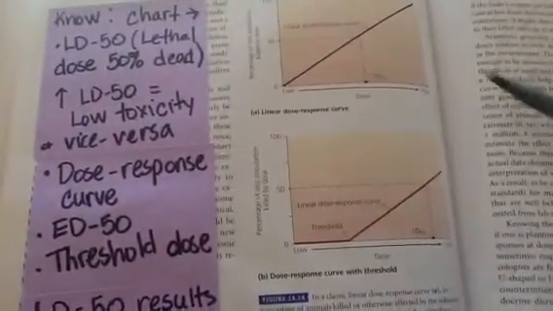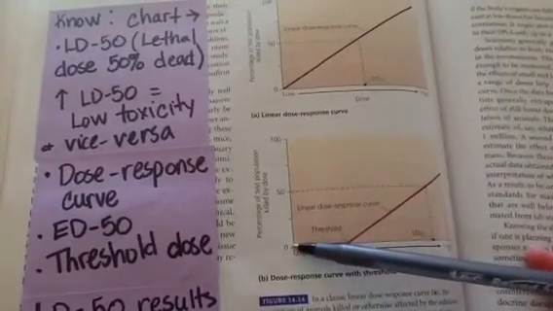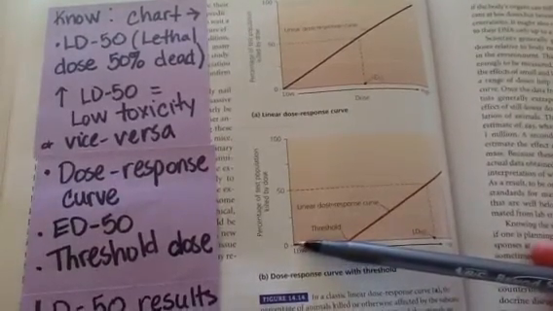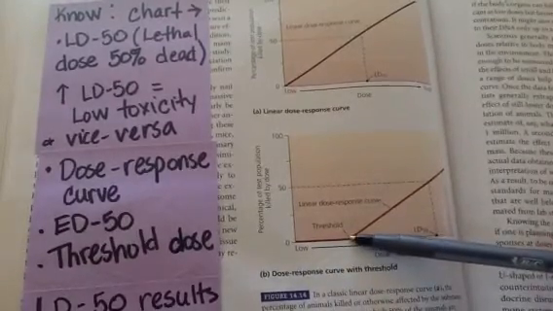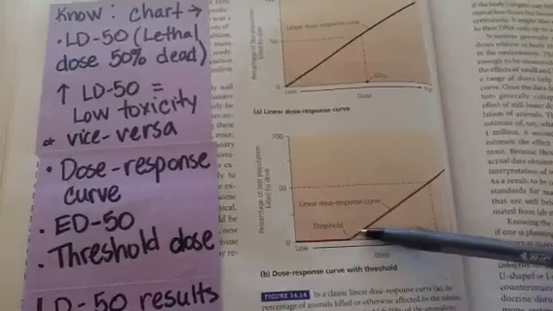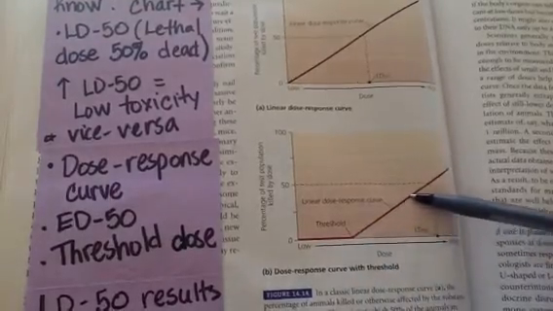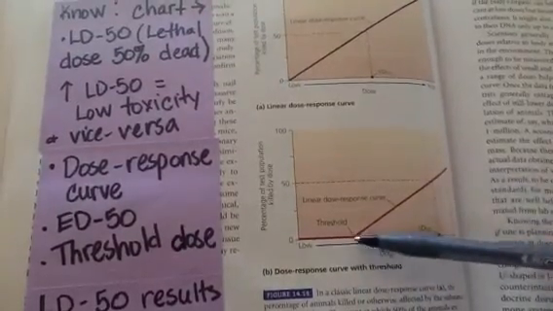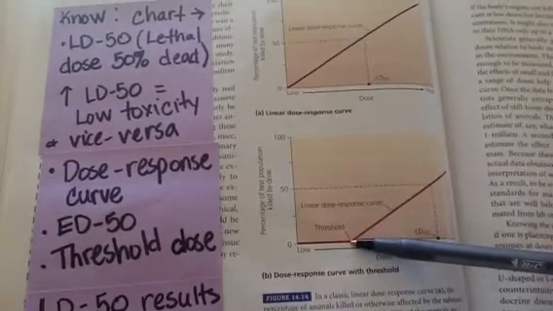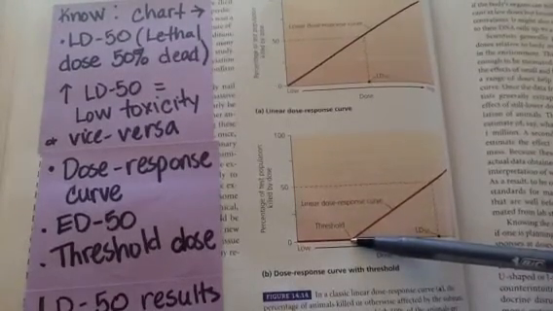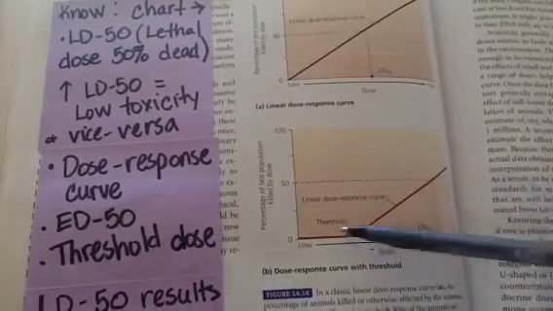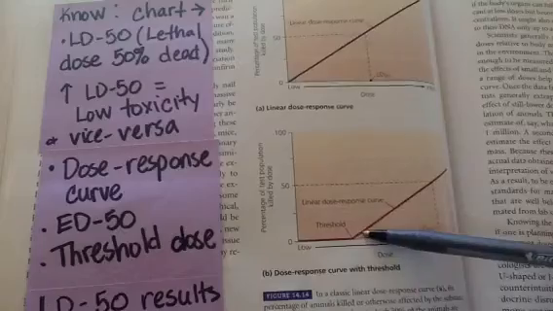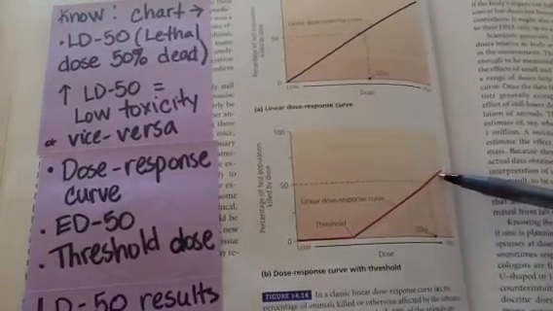This one here has a threshold number, and what that means is that this population can tolerate a low amount of a toxin and not die from it. And eventually you hit a point where you're going to start seeing deaths. The higher the dose, the more the deaths. This point where you start to have a die-off is called your threshold. And this line is called your linear dose response curve. Not this part, but this part is the linear dose response curve.